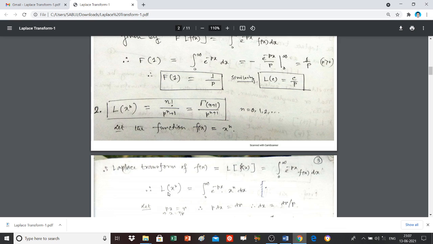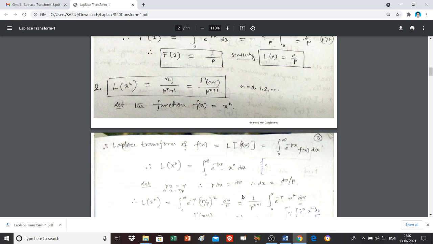Then the Laplace transform of x to the power n is equal to the integral from 0 to infinity of e to the minus px, then x to the power n dx. Now just substitute px as r. So from here you can write x is equal to r by p, and therefore from this relation p dx is equal to dr, or dx is equal to dr by p.